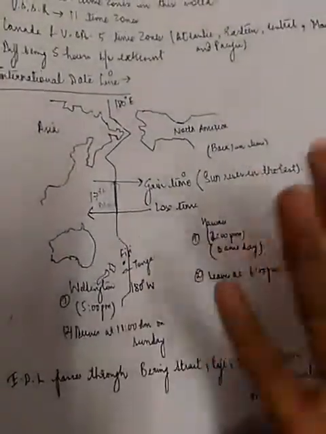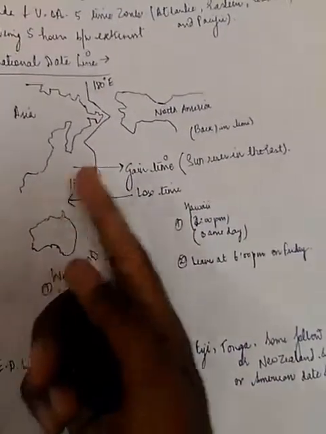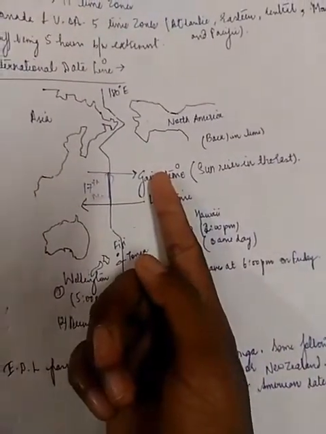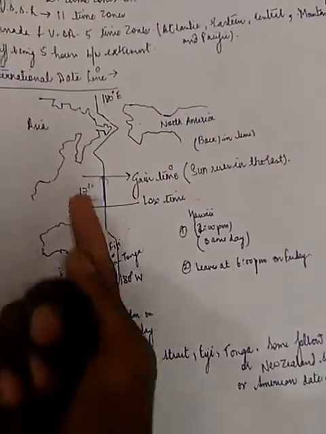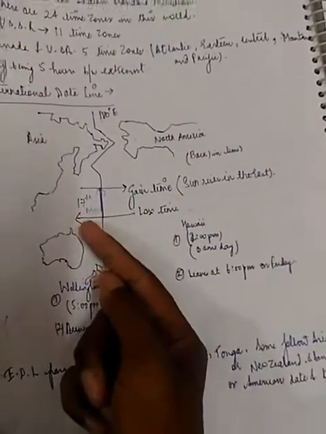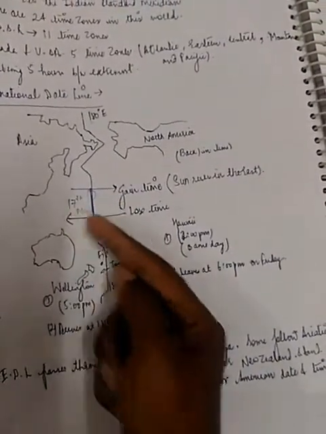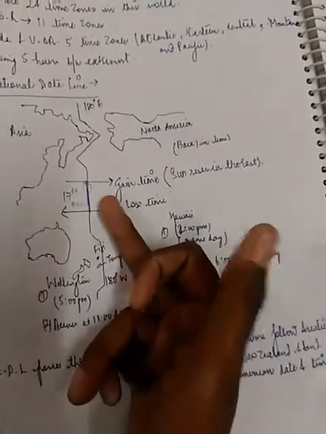So how does this system work? See, suppose it is 17th March in the western part of the International Dateline, and here is the eastern part. We know this is the Japan region, and we always know that the sun rises in the east. So this region will always be ahead of this region. Suppose it's 17th March morning here, so it will be 16th March morning in this region, because this region will be exactly 24 hours back of this region.